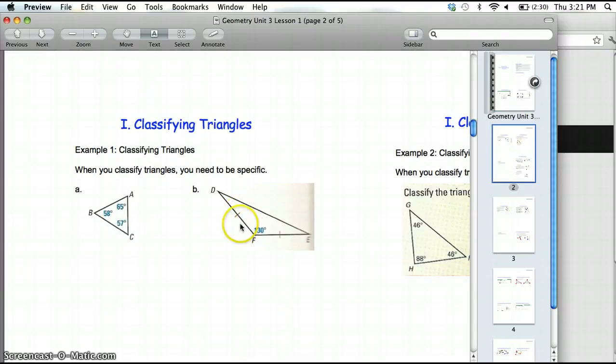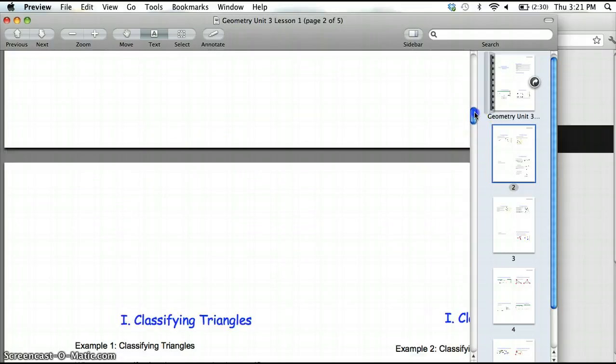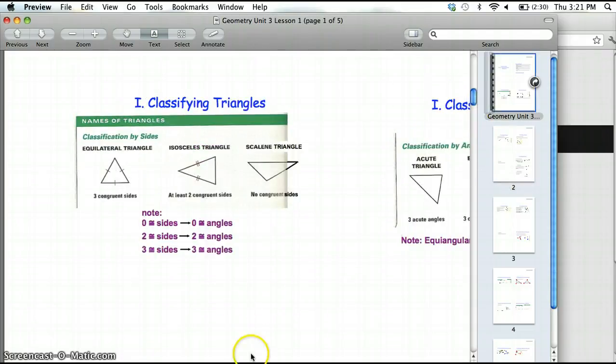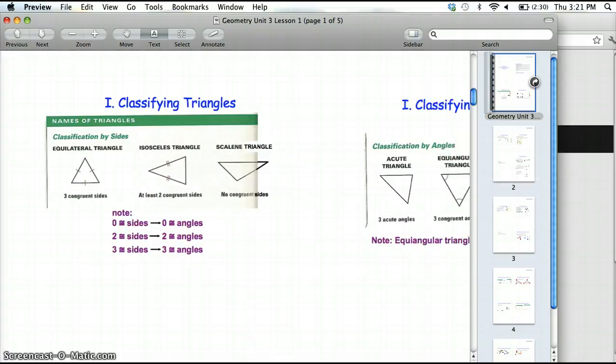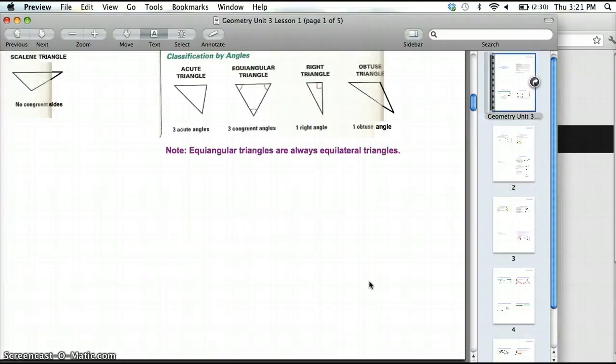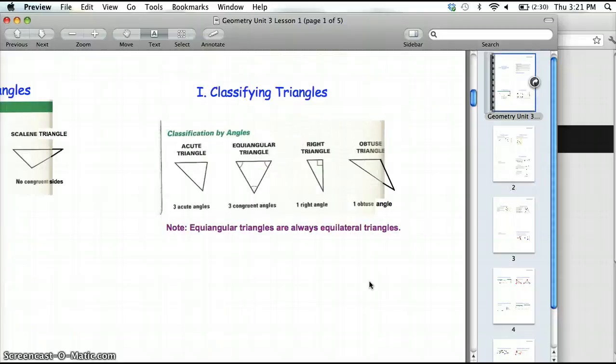When classifying by angle, we look here and see that this angle is larger than 90 degrees, making it an obtuse triangle.